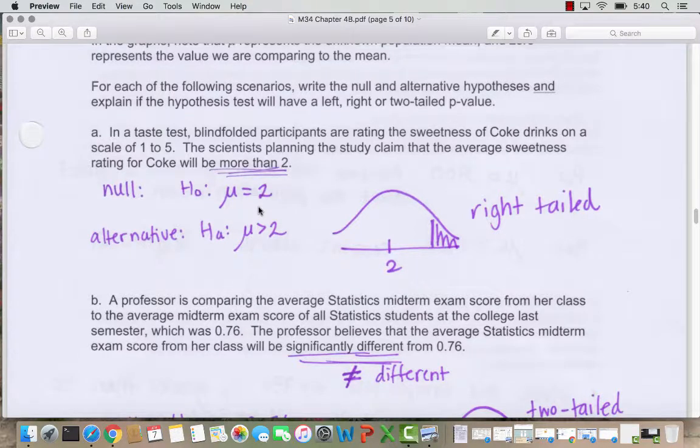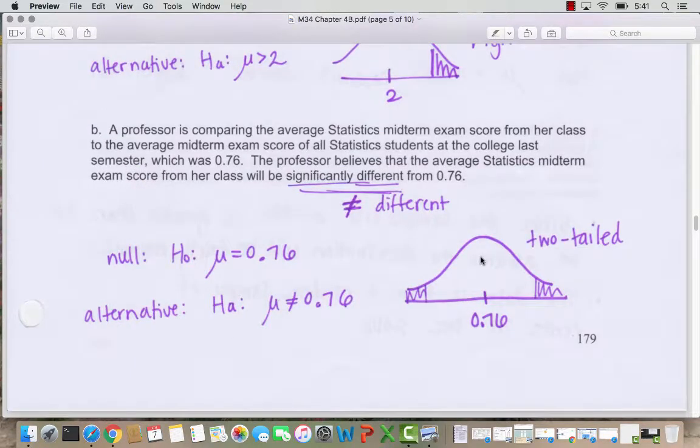Here I've written it with symbols. If you want to use words to write your hypotheses like we did in the previous example, that's fine also. So here for the null hypothesis, we say H sub 0 for null hypothesis symbol, colon, is that mean equals 2. And this mu is the population mean, not the sample mean. The alternative hypothesis, H sub A, colon, is that the mu is greater than 2. This would be right-tailed because we'd be above the mean on the right side of the graph.